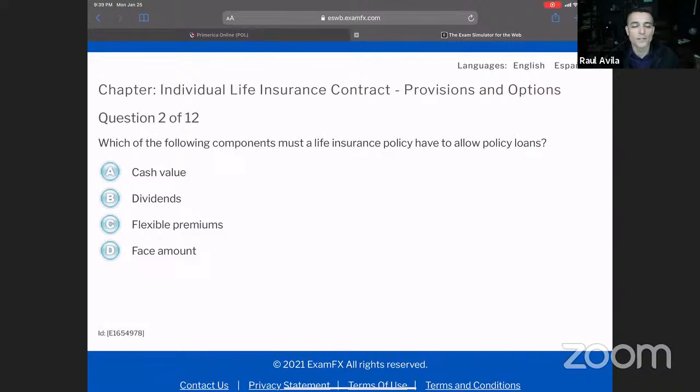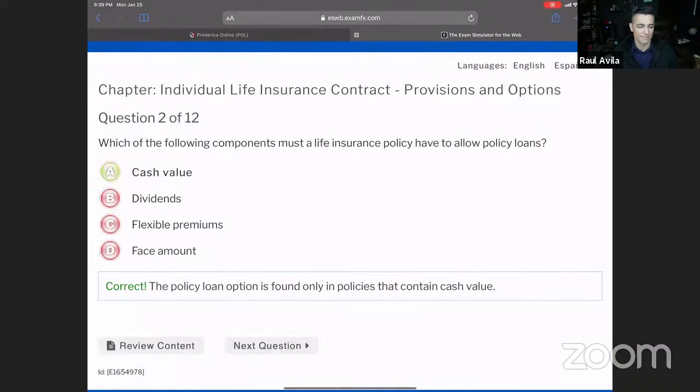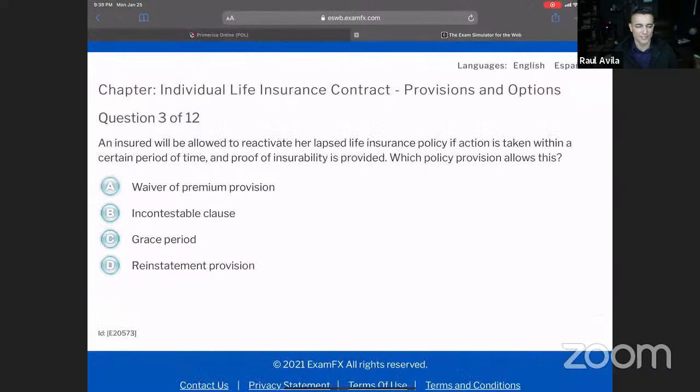Which of the following components must a life insurance policy have to allow policy loans? A, cash value; B, dividends; C, flexible premiums; or D, face amount? The answer is A. Did we just go over this one? It seems very similar to the previous one. Okay, anyways, let's go to number 3.